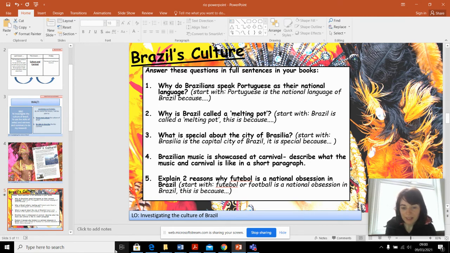The whole point of the lesson is that you research Brazil and life in Brazil, because tomorrow the bigger picture is us making tourist information brochures about Brazil, which will be really fun for a Friday English lesson.